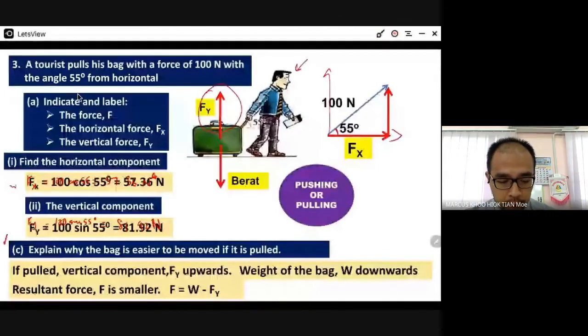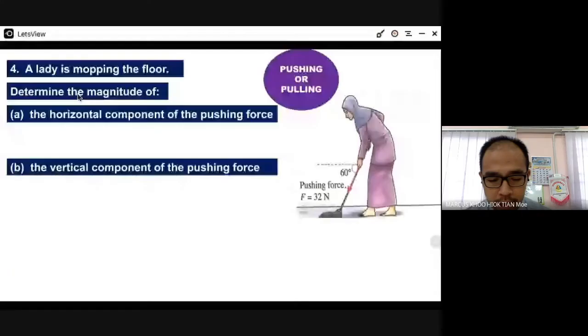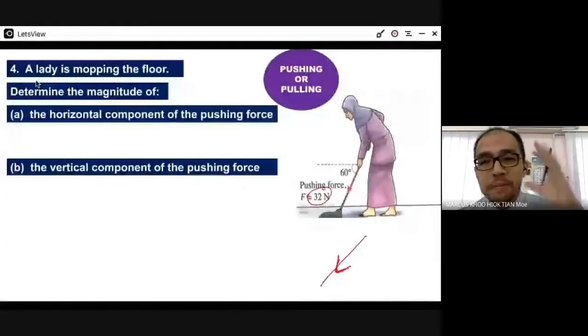Okay, lady mopping the floor. I think this example is in your book, but never mind, we try again. Pushing force is this way, 32 newtons at the angle of 60 degrees. So let's consider this first. Tell me where is the direction of the two forces.